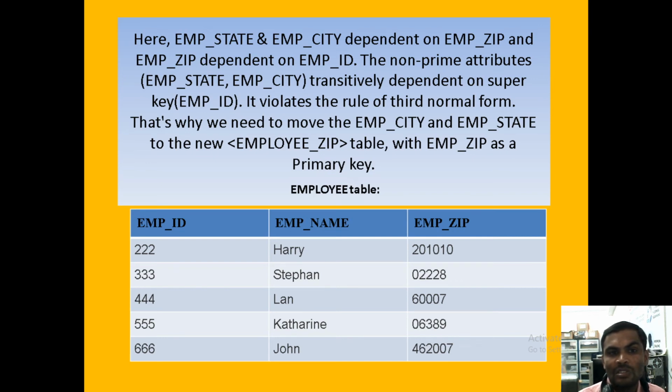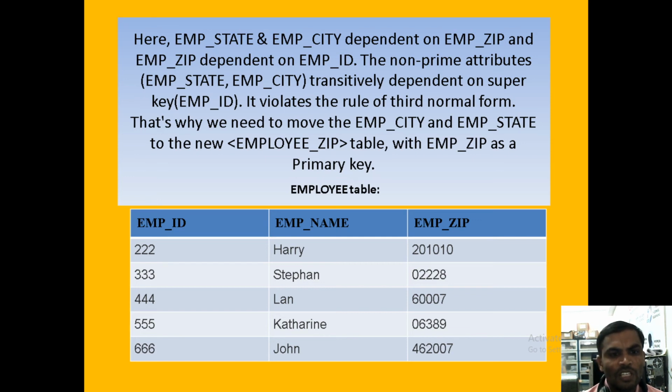Here, for the transitive dependency, we consider employee ID as the super key. Previously we considered it as the primary key, but when we convert to a transitive dependency, we consider employee ID as a super key. Employee state and employee city are non-prime attributes. This violates the rule of the third normal form. When it violates the third normal form, we should convert it into normal forms.